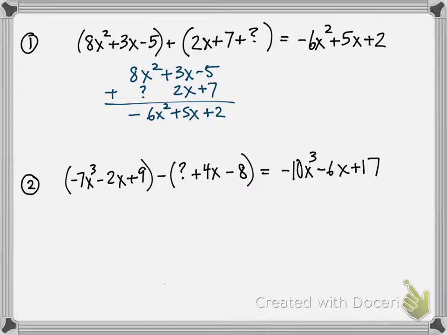So how did I know to put that term underneath the 8x squared? I see that 3x's plus 2 more give me 5x's, right? And then negative 5 plus 7 is 2. So I know that I need to create an x squared term for that second polynomial so that when I take 8x squared and add it to that x squared term, I get negative 6x squared. So essentially you're saying 8 plus what gives you a negative 6?